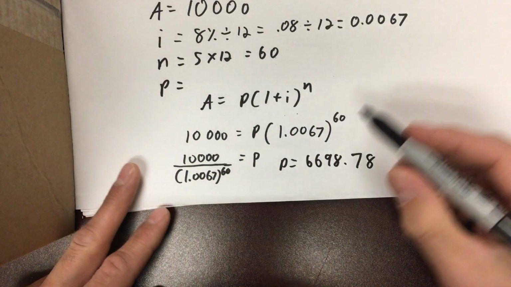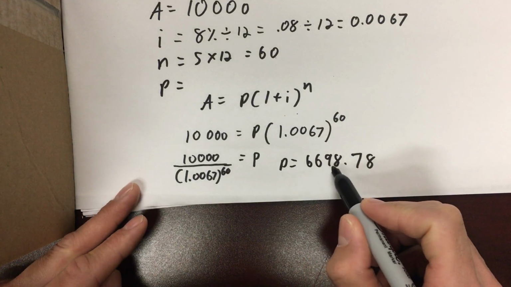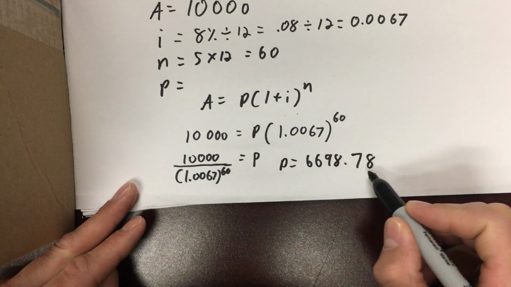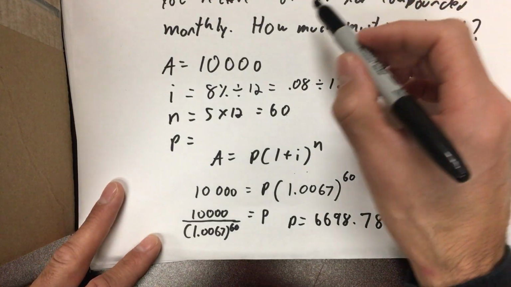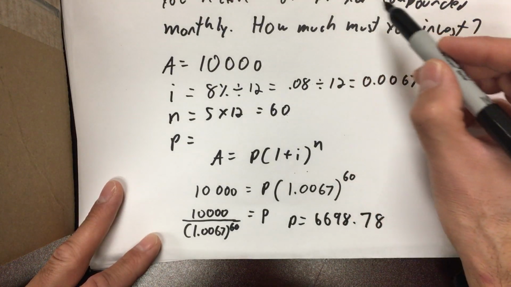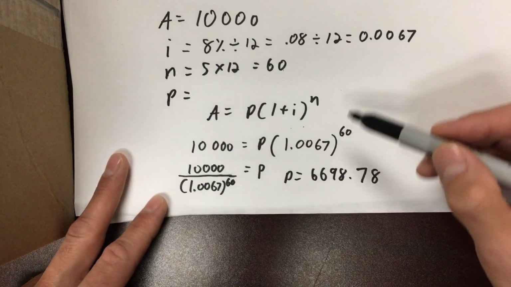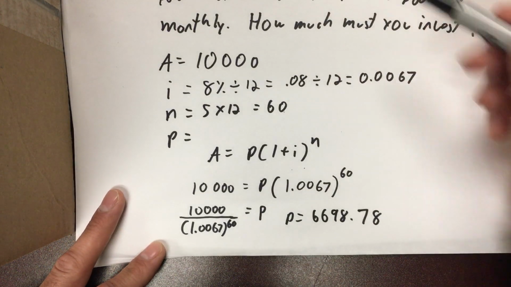So what that means is if you take $6,698.78 and invest it for 5 years while receiving 8% per year compounded monthly, you will end up with $10,000 in 5 years.